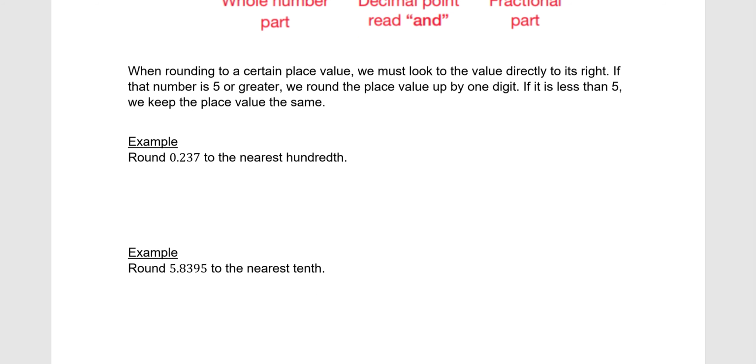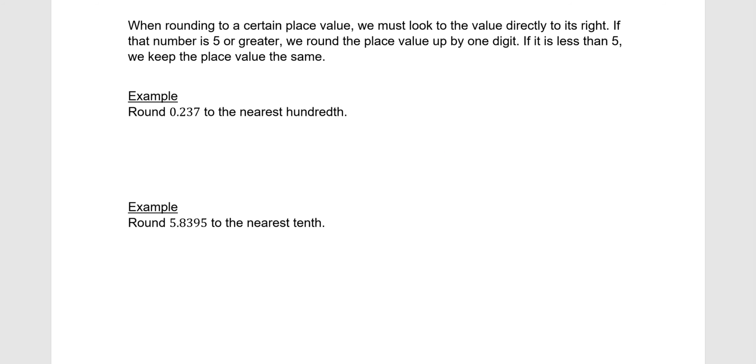And when we are rounding to a certain place value, we have to look to the value directly to its right. If that number is 5 or greater, we're going to round our number up by 1. If it's less than 5 on the right, then we're going to keep our number the same.